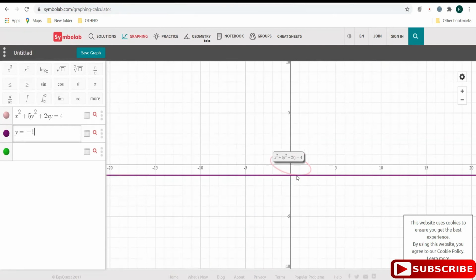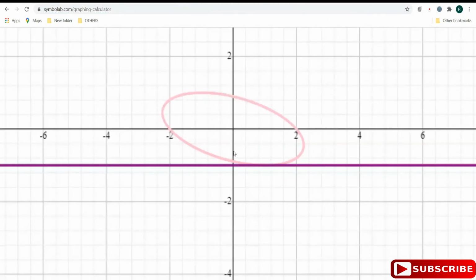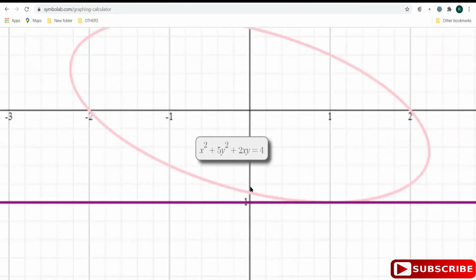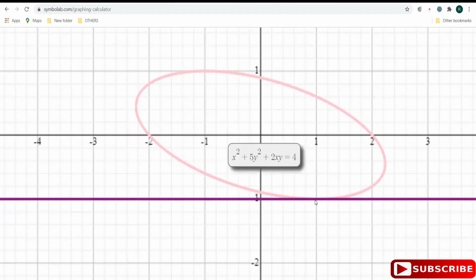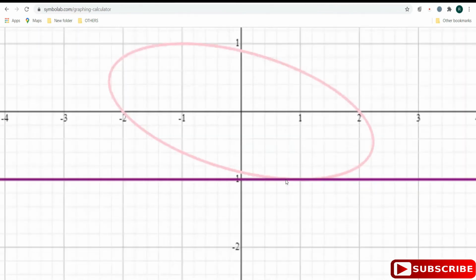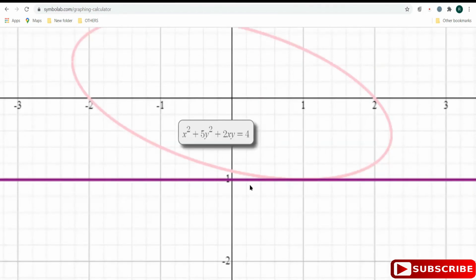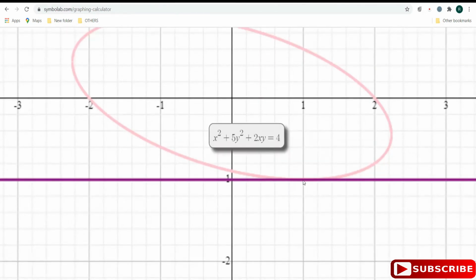y equal minus 1 is a tangent. It only touches this ellipse at 1 point, which is at the point 1, minus 1. So that is why we can say that this is indeed the tangent, only touching it at 1 point, at this point right here. This is the curve and this is the tangent at this particular point. So we know we're good.